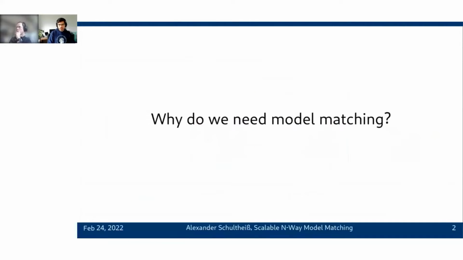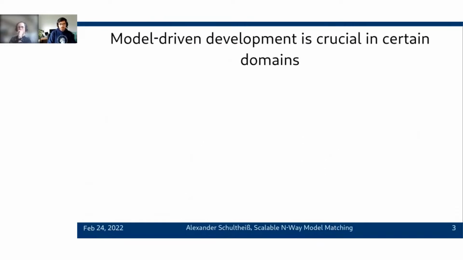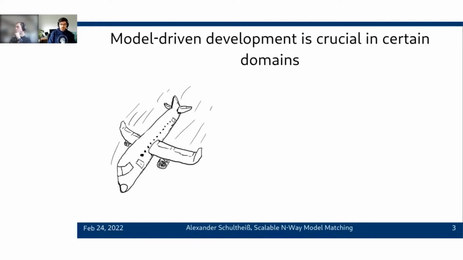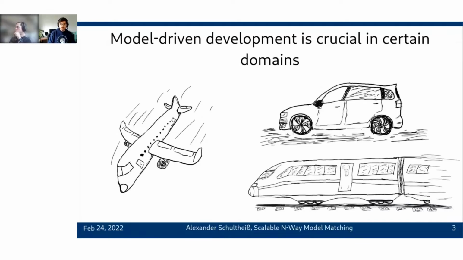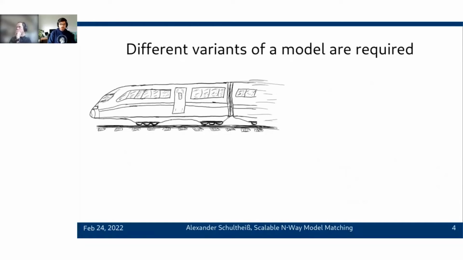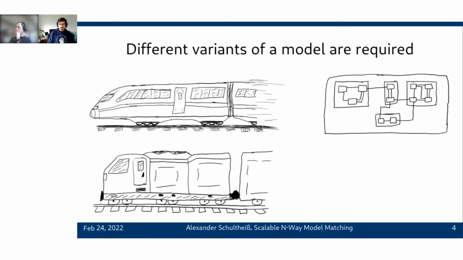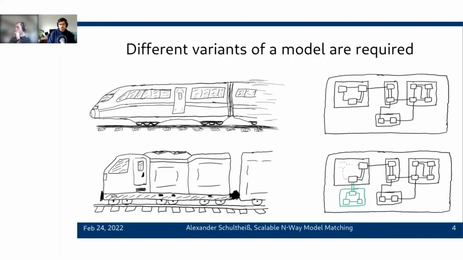Why do we need model matching in the first place? Model-driven development is crucial in certain domains, such as avionics, automobile, or rail transport. And in these domains, multiple model variants are created to address the needs of similar systems. A novel model is created by cloning and owning an existing model to fit new requirements, which simply means it is copied and modified.